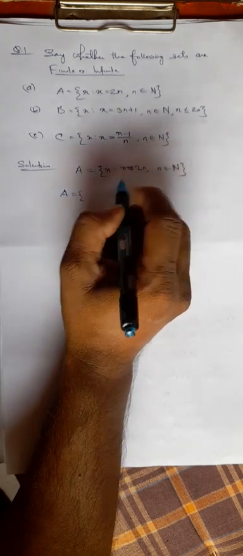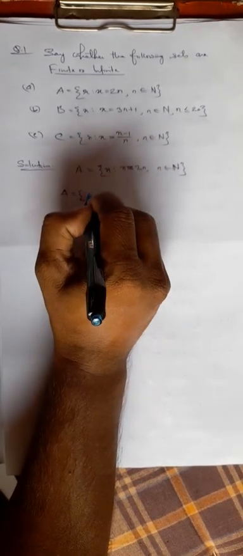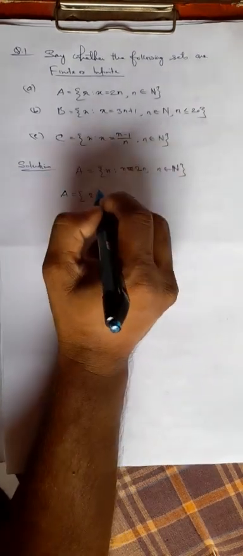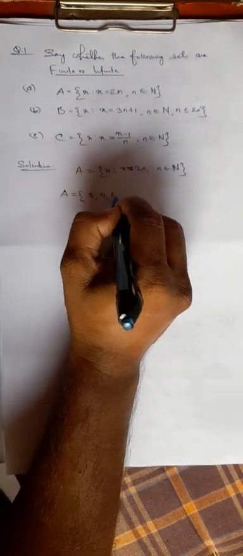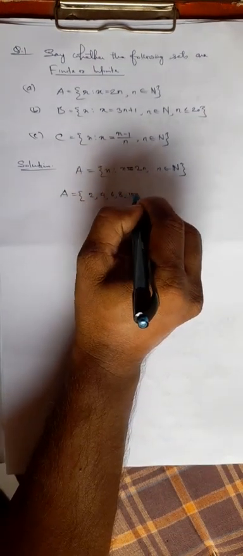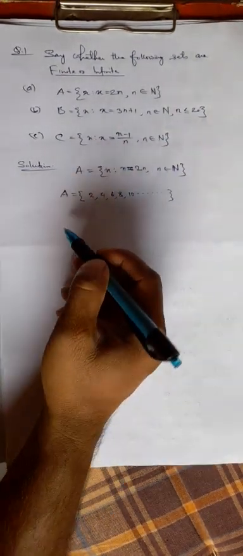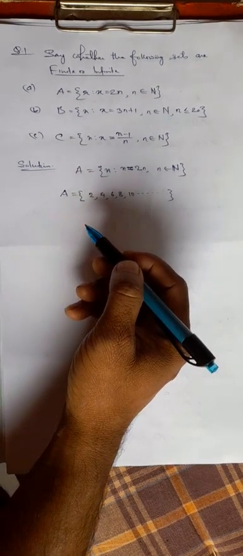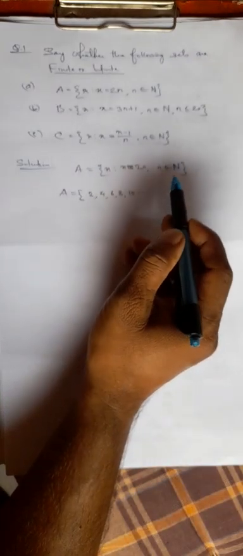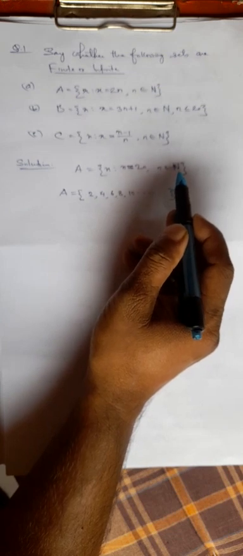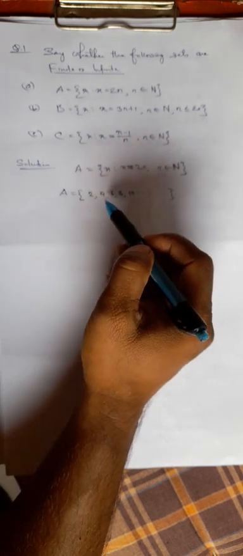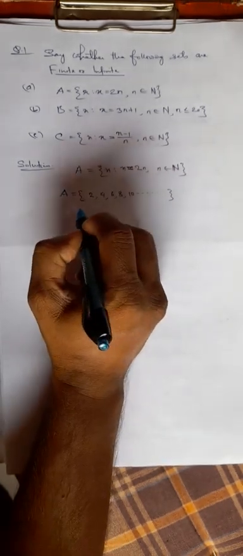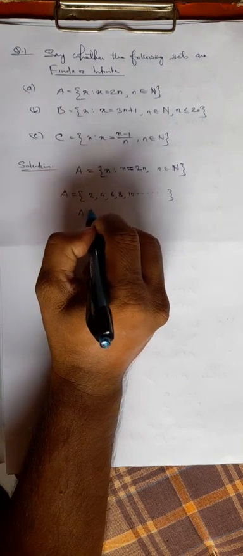So when n equals 1, the first element will be 2 ones are 2. When n equals 2, the second element will be 2 twos are 4. Third element will be 6, 8, 10, etc. Thus you get the set of even numbers, right? Now it's an infinite set. Since the set of natural numbers is an infinite set, if you put values of natural numbers here, you will get this set of even numbers. It's an infinite set. A is infinite.